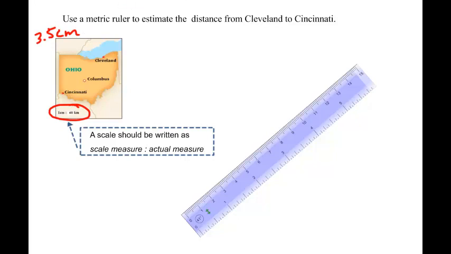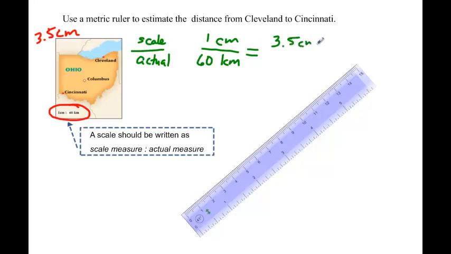Okay, so how can I use a ratio or a proportion to figure out the actual distance from Cincinnati to Cleveland? Well, if I'm going to set it up, I'm going to go with the scale measure or the map, and I'm going to compare that to the actual measure. So on my scale, I've got 1 centimeter, and the actual distance compared for 1 centimeter is 60 kilometers. That comes right here from the key. Now I want to set that equal to what I measured. What did I measure on the map here? I measured 3.5 centimeters, which I want to compare to, we'll call it x. This is our question. How many kilometers is that equivalent to?